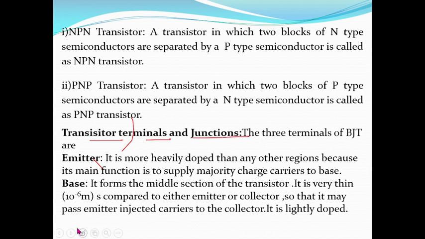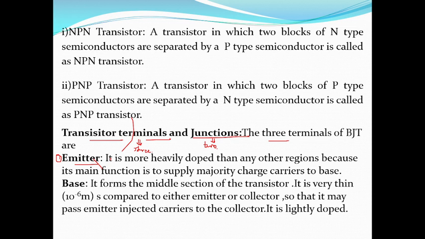Now, transistor terminals and junctions. How many terminals does it have? A BJT has three terminals. How many junctions does it have? It has two junctions. So it has three terminals and two junctions. The three terminals are, first, the emitter. What is an emitter?